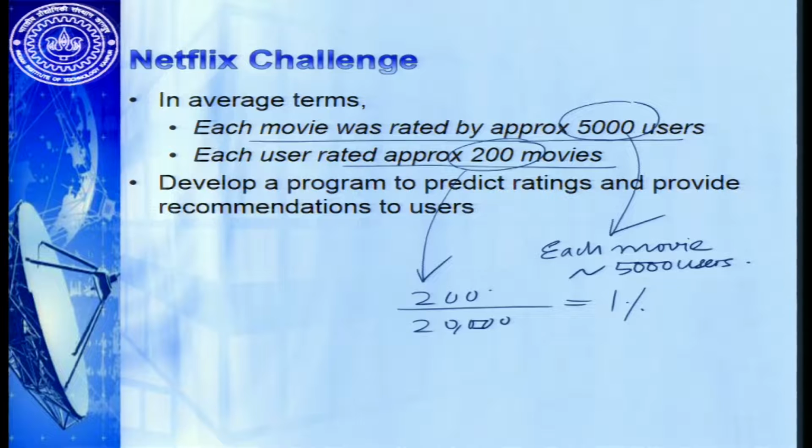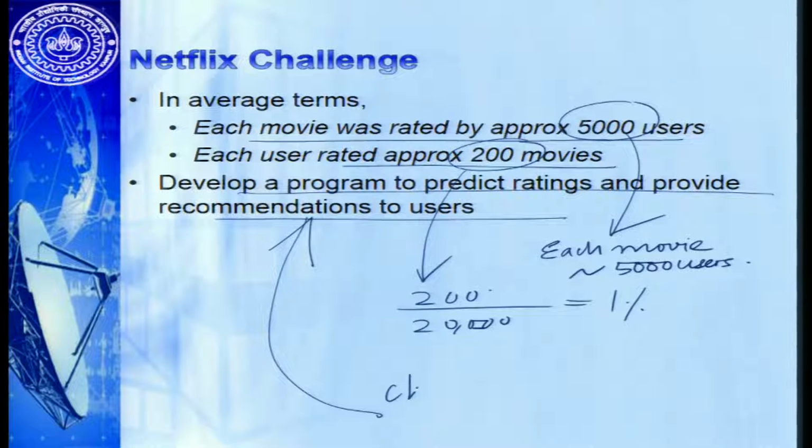So 20,000 titles are available, and each user has seen roughly 100 to 200 movies, of course over a long period of time, maybe two or three years. You have seen 200 movies and rated them. Each user has roughly seen 1% of the movies. Each movie was of course rated by roughly 5,000 users. Now what we have to do, as I have told you, is develop a program to predict the ratings and provide recommendations to the user. This is the Netflix challenge, or rather this was the Netflix challenge.